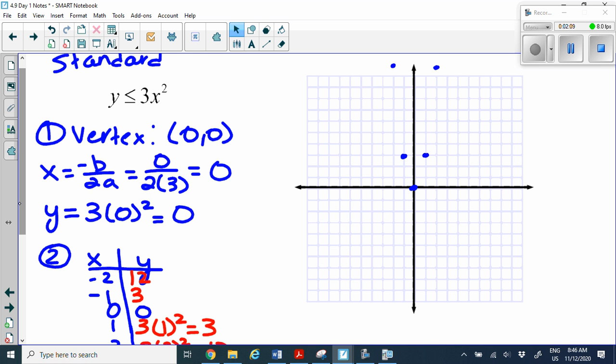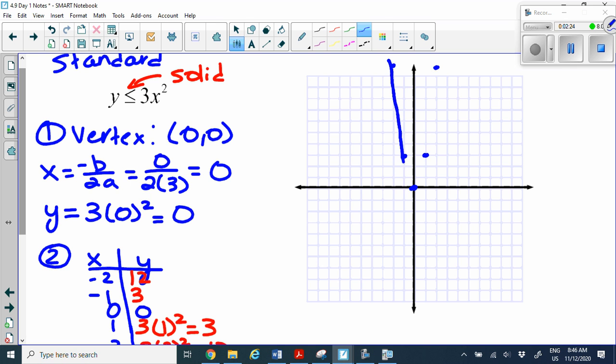Okay, now we need to decide, are we going to have a dashed or solid parabola? Notice that we have an equal bar underneath our inequality. So that means we're going to have a solid parabola. Remember, make sure this goes off the graph, your arrows. Make sure you make a U shape, okay? And make sure you do have your arrows there.